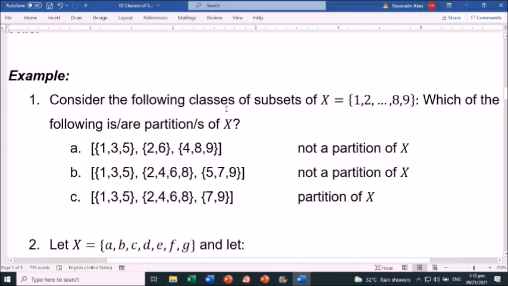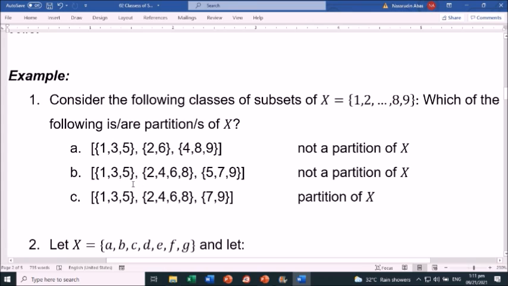Consider the following classes of subsets of X. So we have here X equals the set containing the elements 1, 2, 3, 4, 5, 6, 7, 8, and 9. The question here, which of the following below are partitions of X? If we look at letter A, this is not a partition of X. Why? Because actually it is incomplete. We can see that it doesn't have 7. 7 is an element of X, but we cannot find 7 here. So this is not a partition of X.